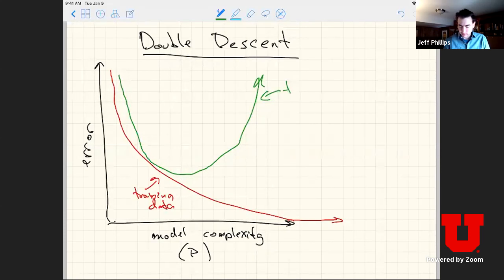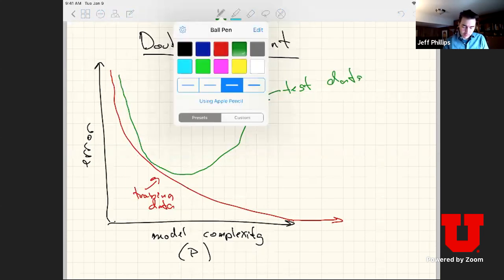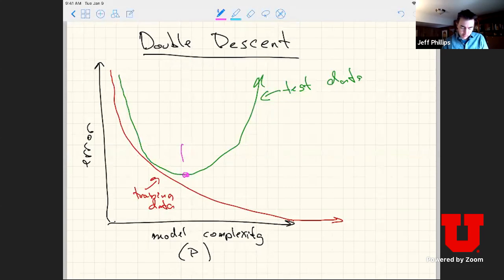This is on the test data. Okay, and so then you probably want to choose here, right? You want to choose where the test data is at the bottom. And so this area would be what's traditionally called overfitting. Okay. So this has been the view for, I don't know how long, like 40 or so years, since people have been doing cross-validation and polynomial regression. This is what I basically told you so far.